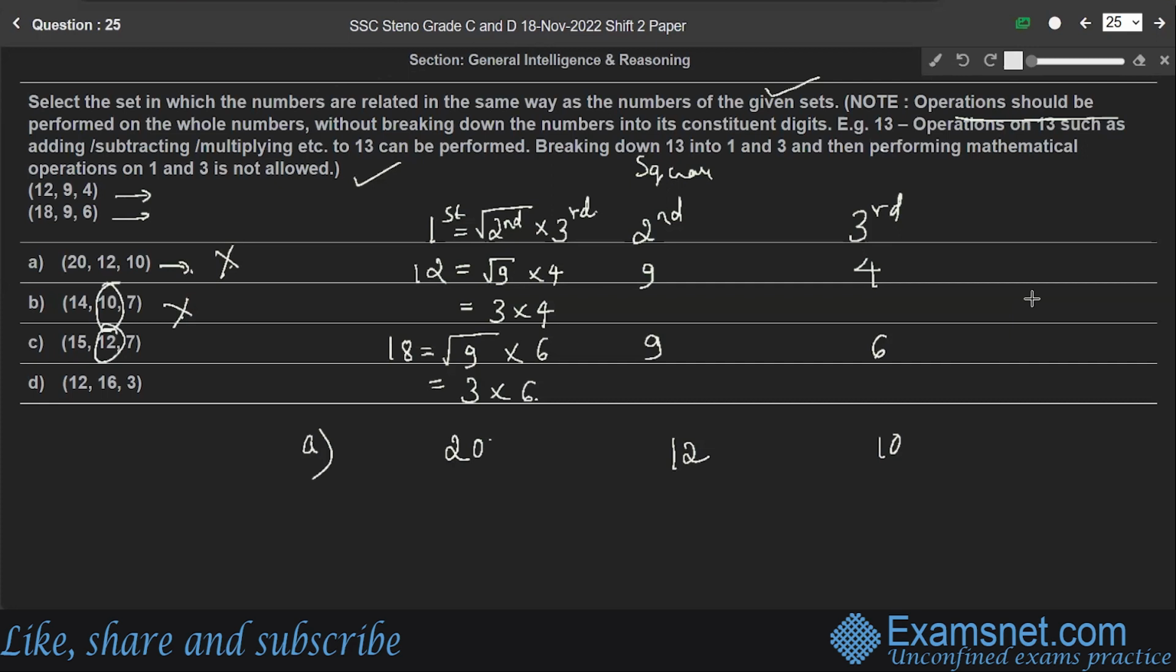Third option, in which the second number is 12, which is not a square number. Therefore, option D will be the right answer. You can verify the answer.